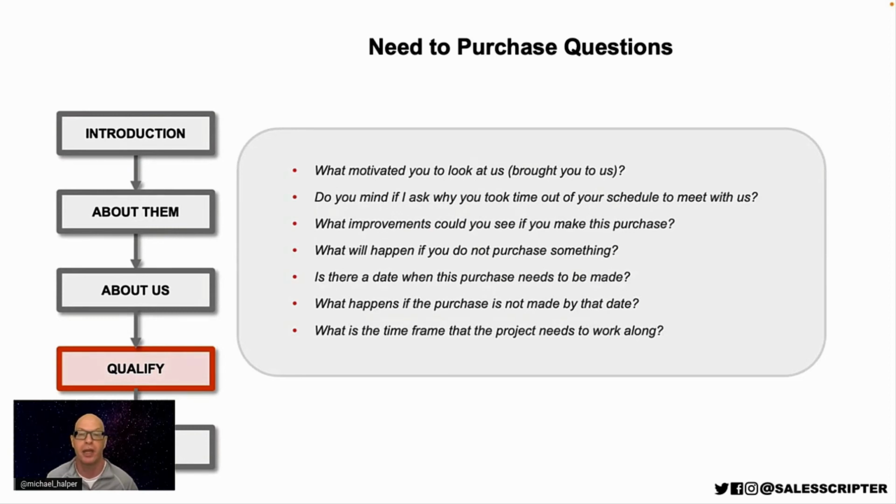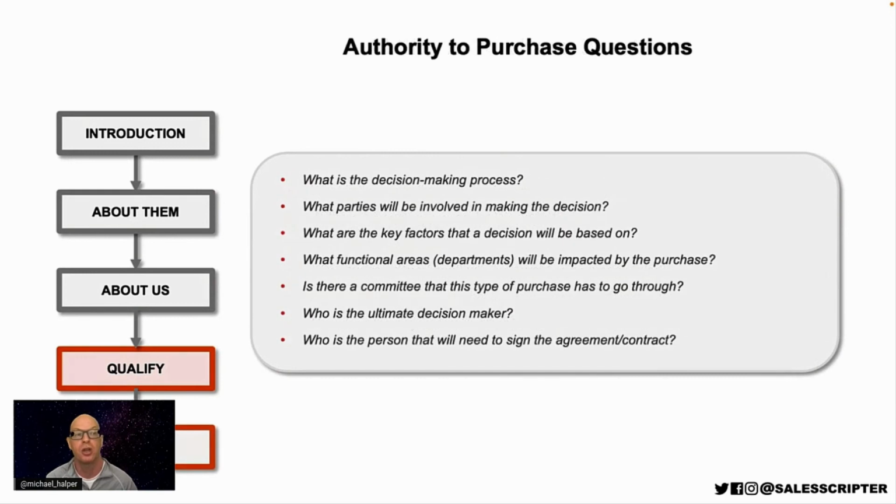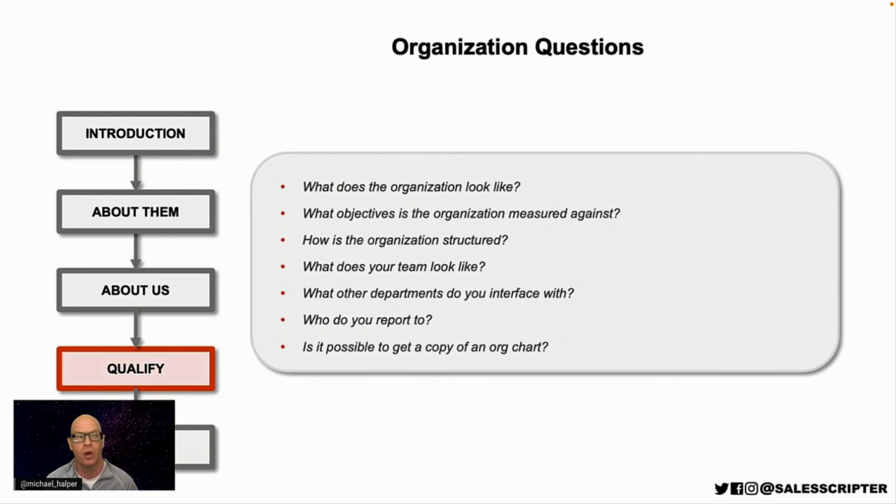So qualifying them can help you to figure out if or when you should progress to the next step in the sales process. We just talked about qualifying in the last training module, but this is where you could ask some of your need to purchase questions, ability to purchase questions, authority to purchase questions, and intent to purchase questions. One other type of question you could ask during the qualify section is organization questions, which try to gather details about the organization that the prospect works in or is operating in.